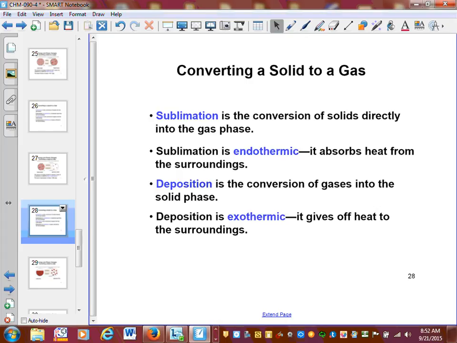What it does is sublimate. It goes from a solid directly to a gas. It never goes to a liquid. So, how do we know that's happening?